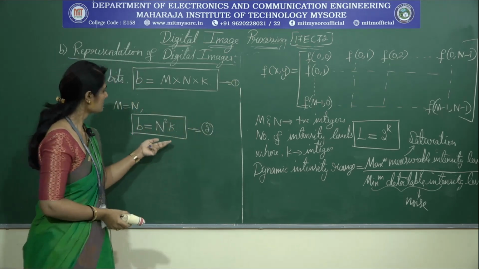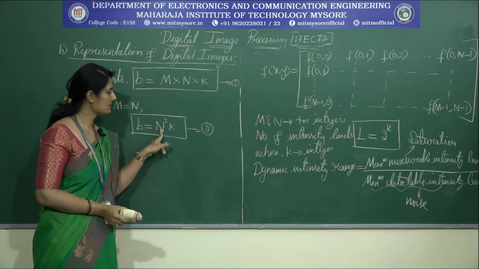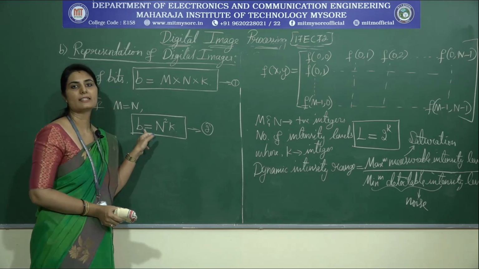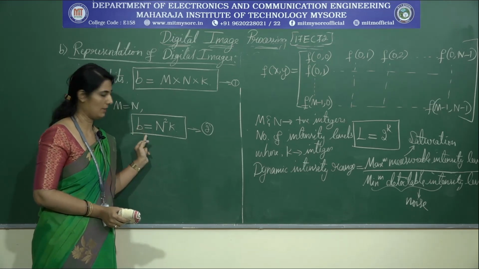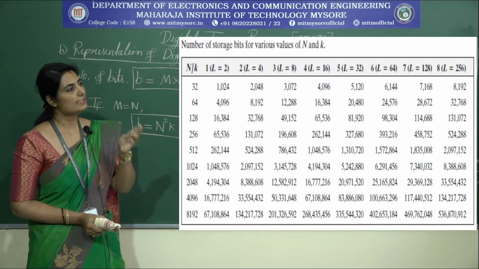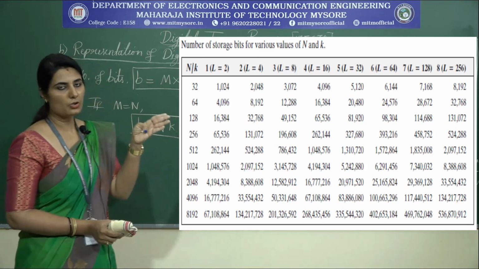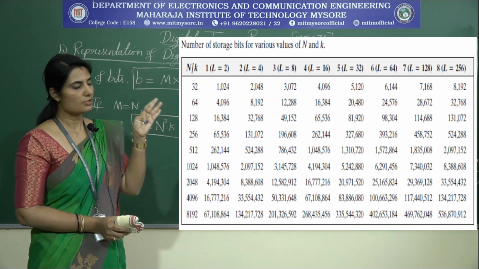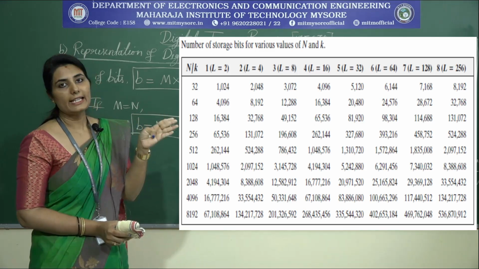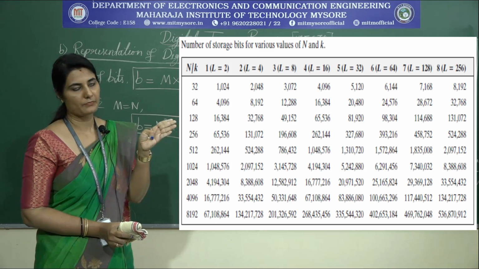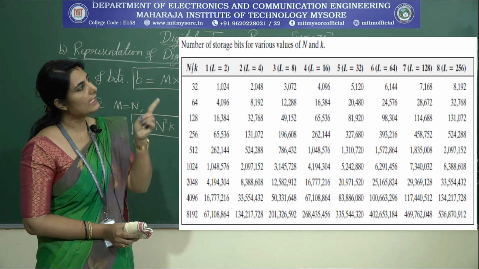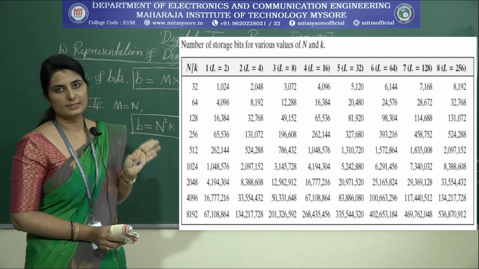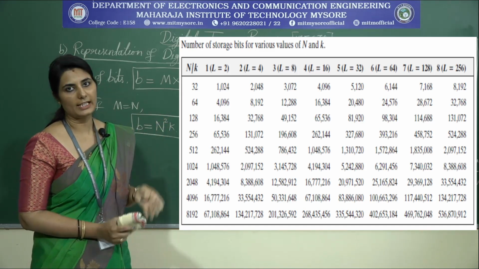So now, if you know this n and k value, you can easily find the number of bits required to store that particular image. This is the table which shows the number of bits required to store the images for varying values of n and k. Here the L represents the intensity level. So take a look at this table for varying values of n and k.